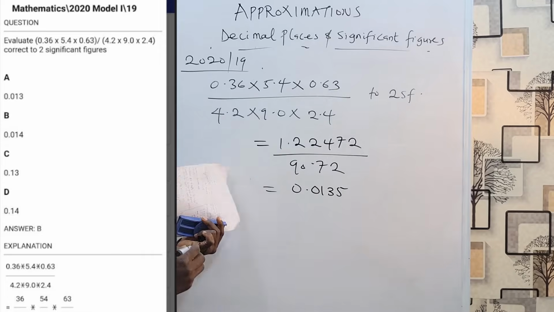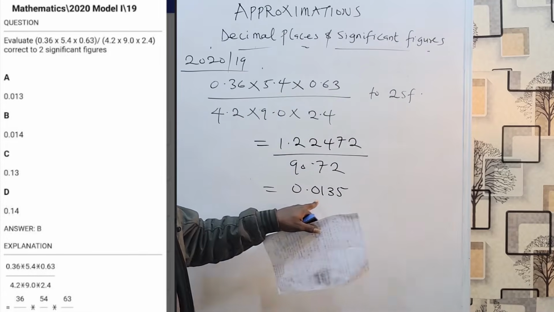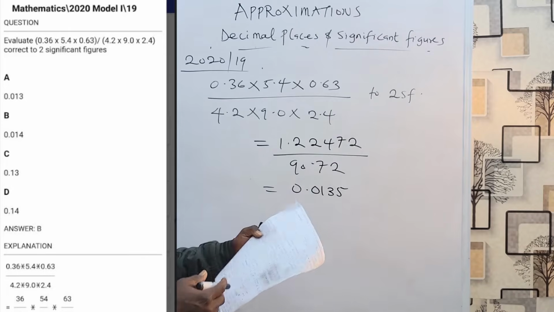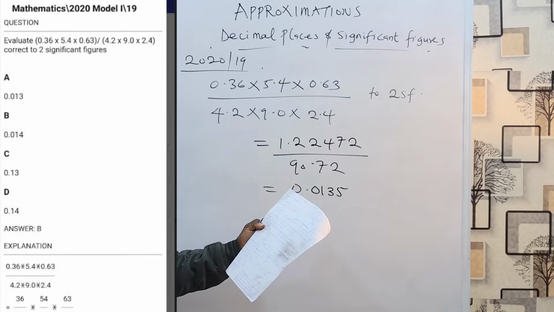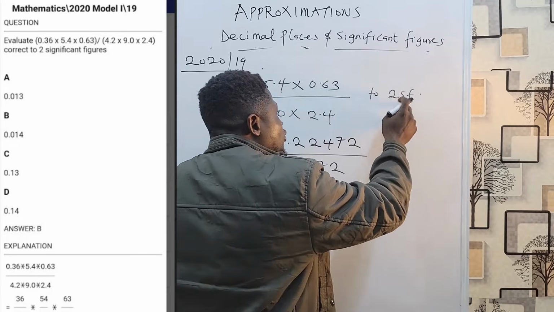0.0135. Now, our answer says approximate to what? Two significant figures. So we cannot leave our answer like this. If you check the options, you have something like this there, so some people who don't have sense can pick this one. Our final answer should be two significant figures.